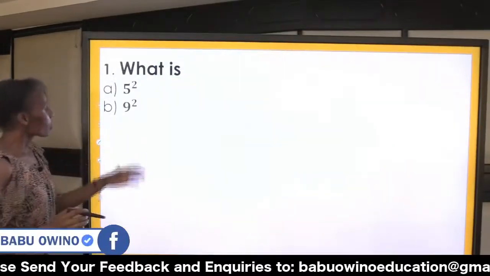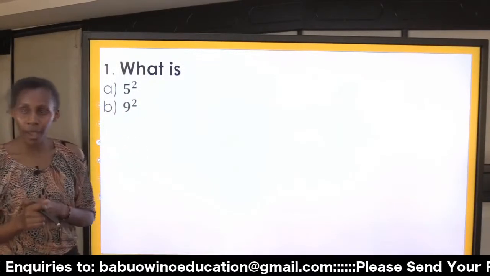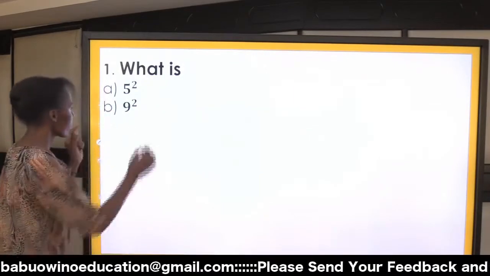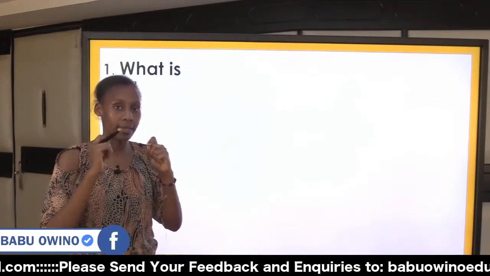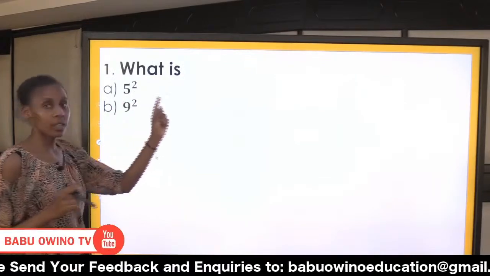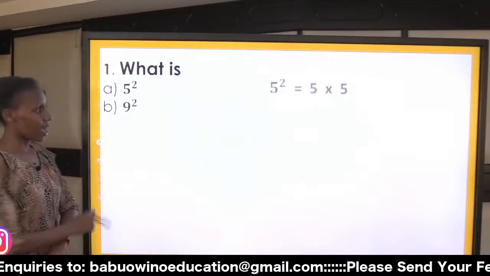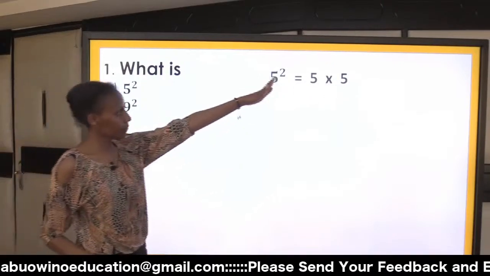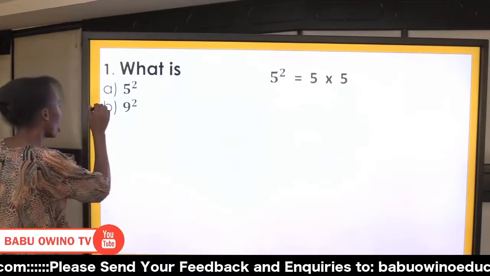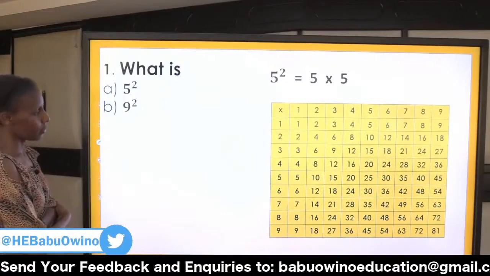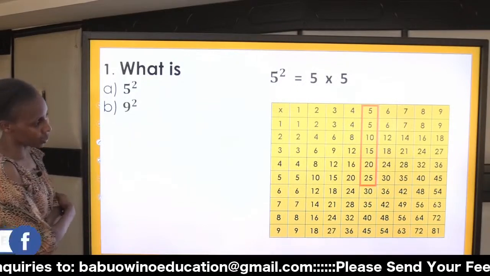Okay. So now we want to use our multiplication table to get 5 squared. Remember, we have said when you see this small 2 up here, then you know that you're multiplying that number by itself. And we read this number as 5 squared, 9 squared. So let us get our interpretation. 5 squared is the same as 5 times 5. From there, we get our multiplication table, and we get where 5 is, and we go downwards.